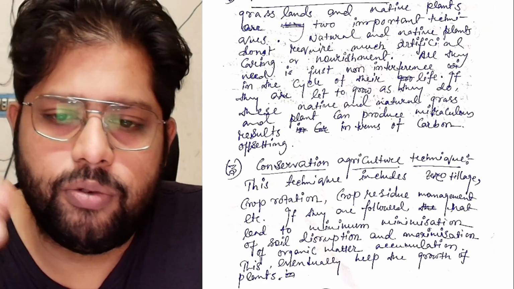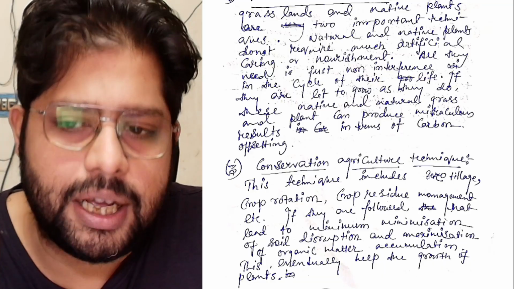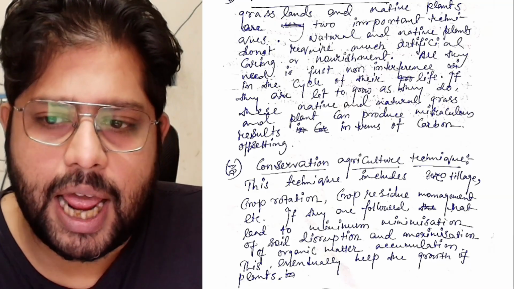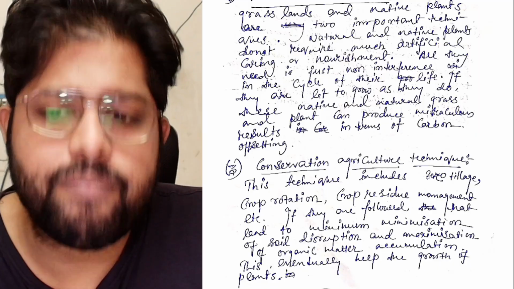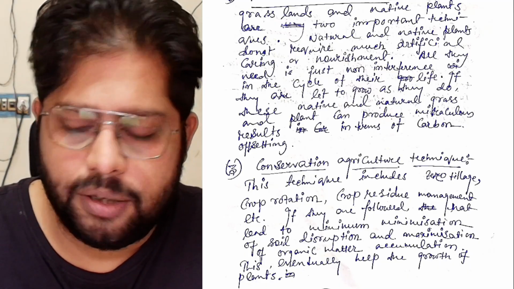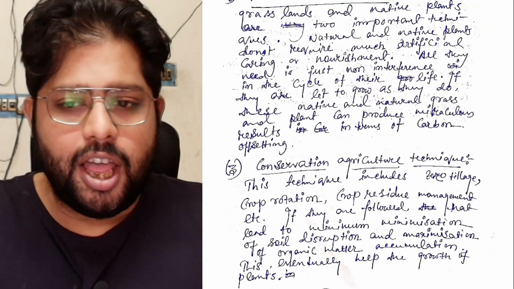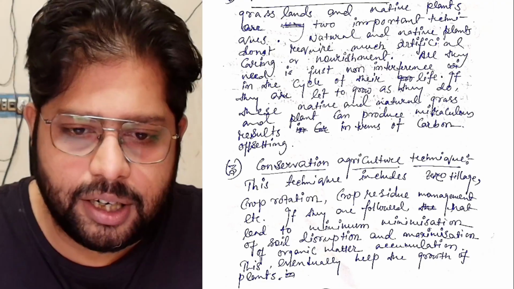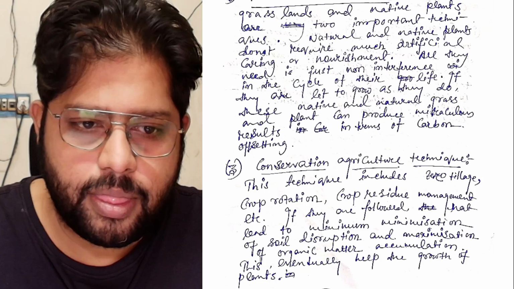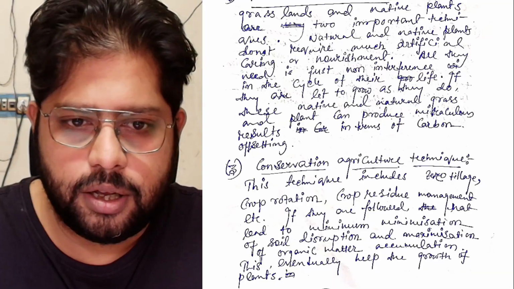Okay, so you can see that if they are followed, that leads to minimization of soil disruption and maximization of organic matter accumulation. This eventually helps the growth of, you can say, plants. Okay, so this is what I have written here. You can read it from it. I have to go to the fourth point. Wait.